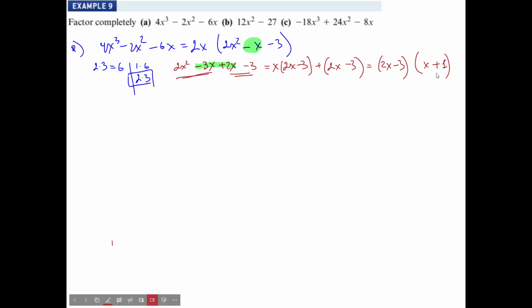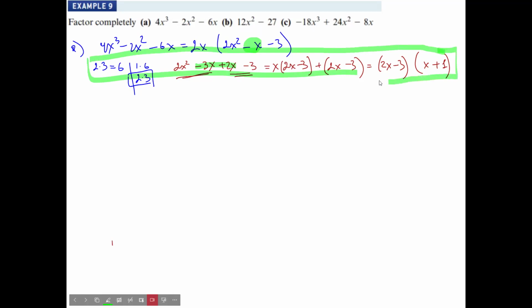Guys, any questions? What I put in a box, that's just the work on the side, right? Now to finish, what I do, 2x, and then I go 2x minus 3, x plus 1. That's the answer. Any questions?